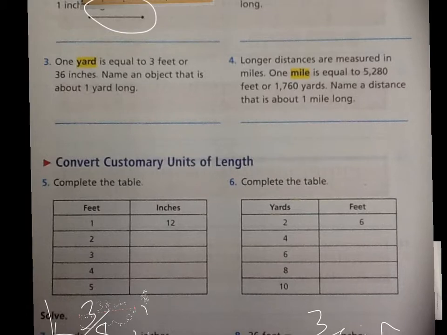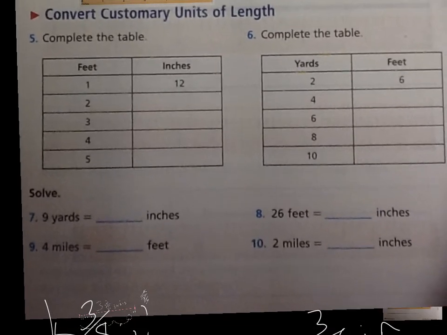Okay? And then number 4, longer distances are measured in miles. So 1 mile is equal to 5,280 feet or 1,760 yards. Name a distance that is about 1 mile long. Think of something that's about a mile long. And here's our fun conversion. It's really easy if you just go by ones each time. This one they're doubling each time. But that's okay because you know how to double numbers.